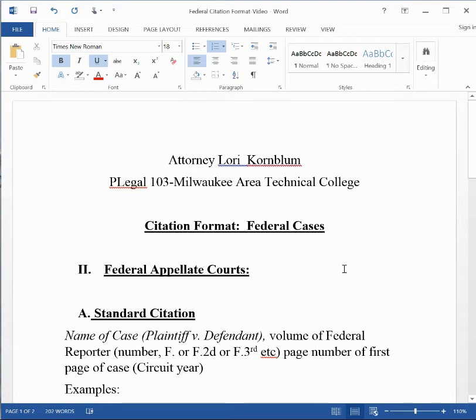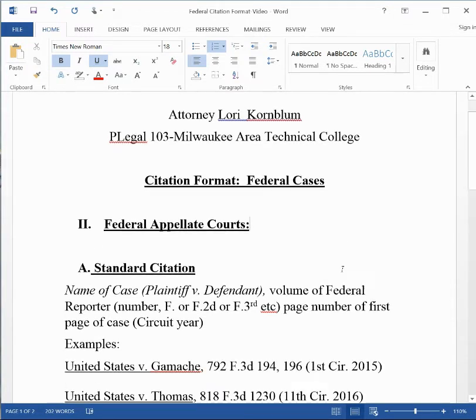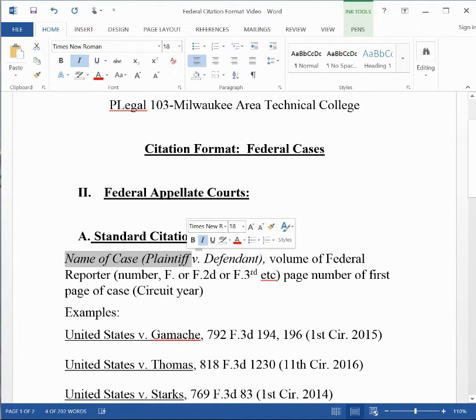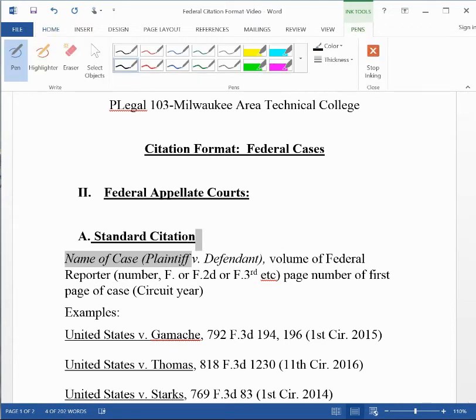We have two kinds of federal courts, which are the appellate courts and the district courts. So first let's talk about appellate courts. The standard citation format is you put in the name of the case, plaintiff versus defendant, and in these examples they are all criminal cases. So in these cases the plaintiff is the state and the defendant is the name of the defendant.